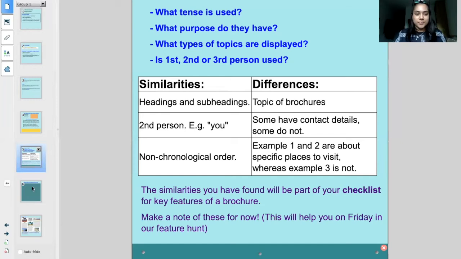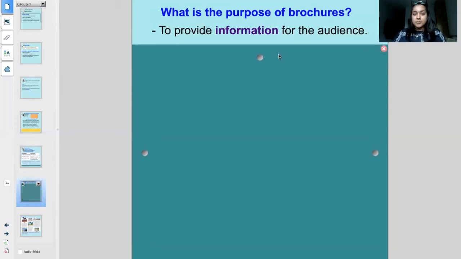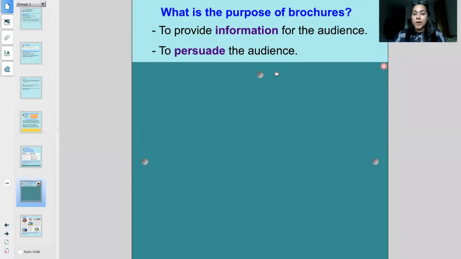Okay, let's move on. So let's have a think about the purpose. We keep talking about the purpose of a brochure. What's the need for a brochure? What does a brochure do? Well, one, it's to provide information for an audience. Okay, it gives you information. And the second one is to persuade the audience. Okay, so these are two key purposes of a brochure. It's to provide information and to persuade the audience.